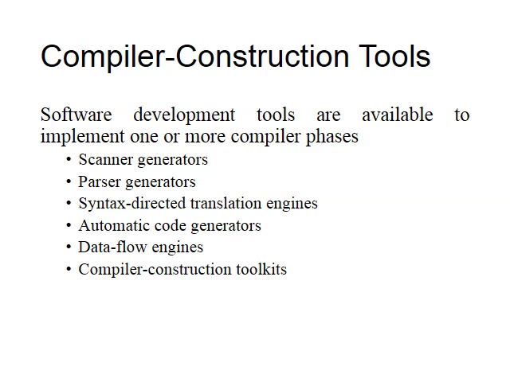Next one is automatic code generator. It takes a collection of rules that define the translation of each operation of the intermediate language into machine language for a target machine. Data flow analysis engine. It gathers the information, that is the values transmitted from one part of a program to each of the other parts. Data flow analysis is the key part of the code optimization. Finally, the compiler construction toolkits. It provides an integrated set of routines for various phases of compiler. Compiler construction toolkit provides an integrated set of routines for construction of phases of a compiler.